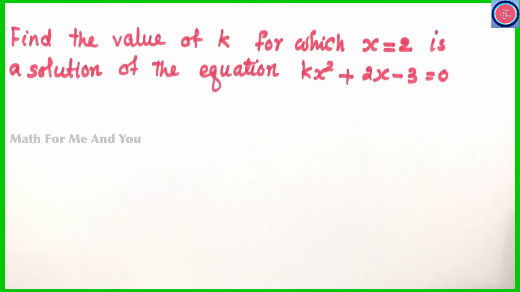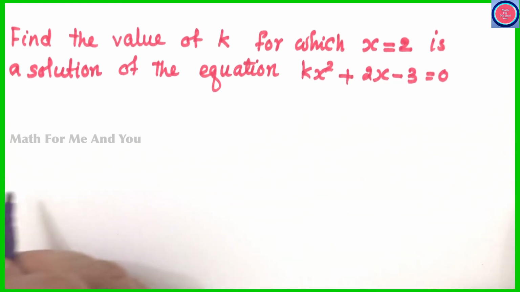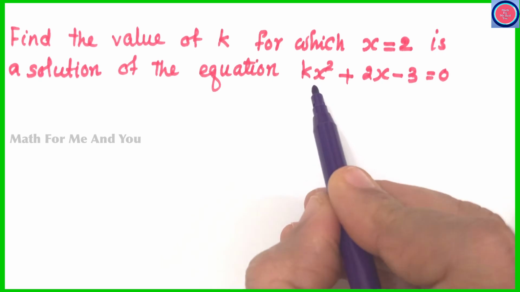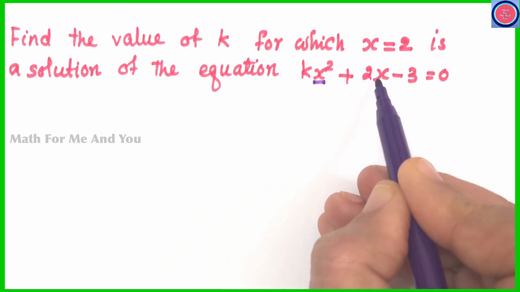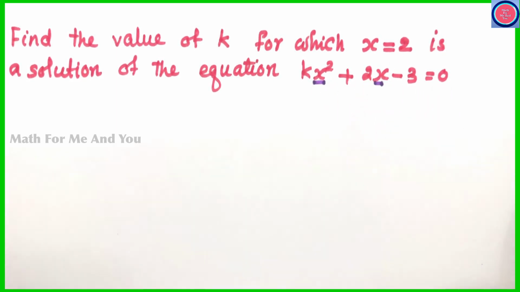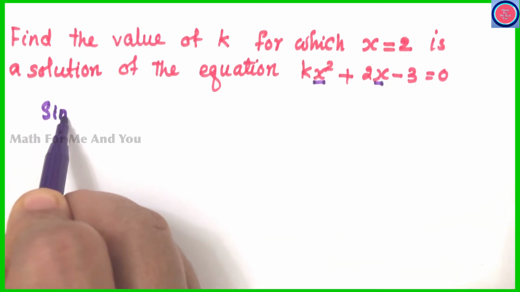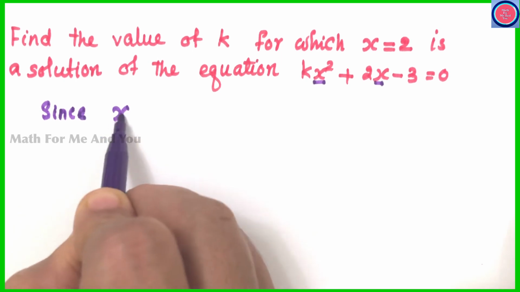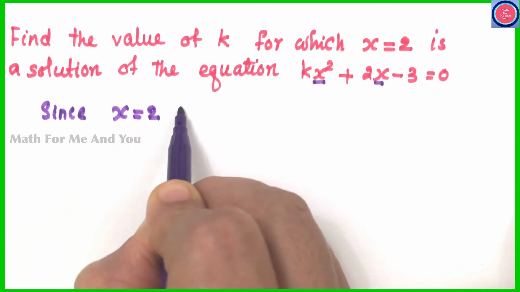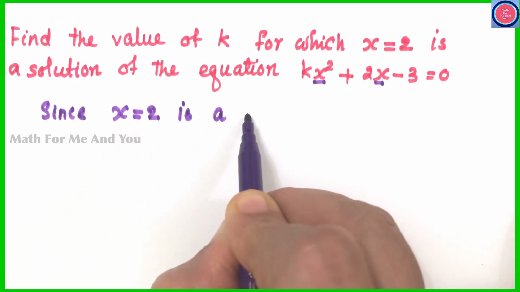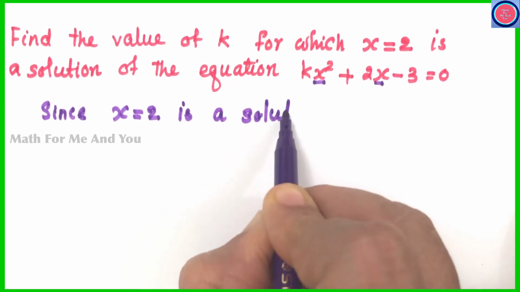Look at this question. Find the value of k for which x equals 2 is a solution of the equation kx square plus 2x minus 3 equals 0. It is given x equals 2 is a solution. That means x equals 2 satisfies the equation. Since x equals 2 is a solution, we can replace x with the number 2. Then the right side is equal to 0.